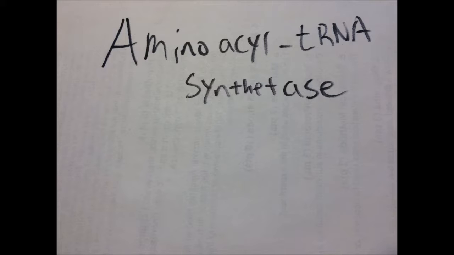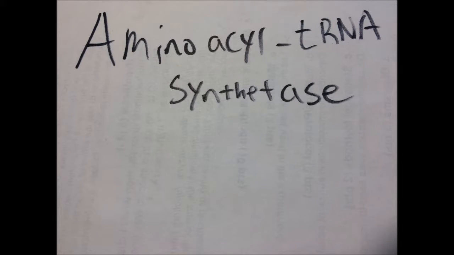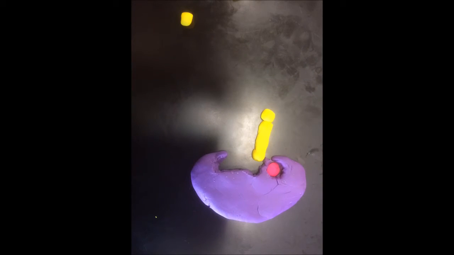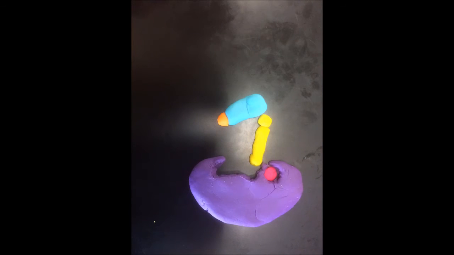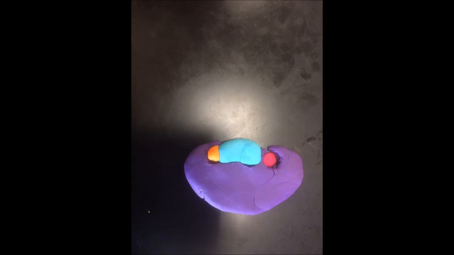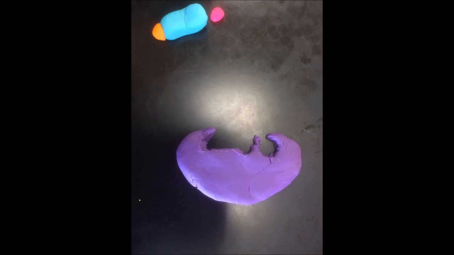The amino acyl tRNA synthetase facilitates the creation of amino acyl tRNA. The amino acid binds with ATP on the active site, and the ATP loses two phosphate groups to become AMP. The appropriate tRNA replaces AMP and bonds to the amino acid. This results in the creation of the amino acyl tRNA, which is released by the enzyme.